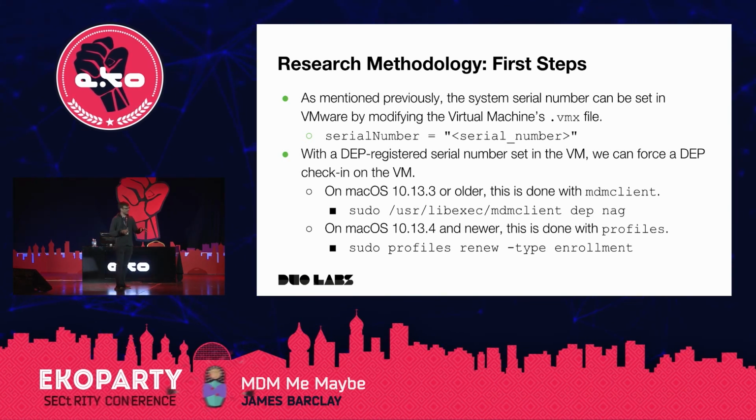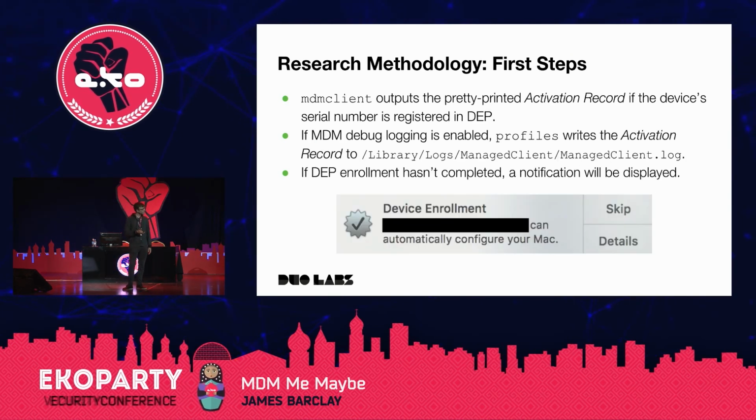It's worth noting that the behavior is a little different here, but if you'd prefer to use mdmclient, you can simply copy that from a machine running 10.13.3 or older and run it on one of the newer machines. It works just fine. What mdmclient will do when you force a DEP check-in like this is print a pretty-printed activation record if the device's serial number is registered in DEP, or an empty activation record if not.